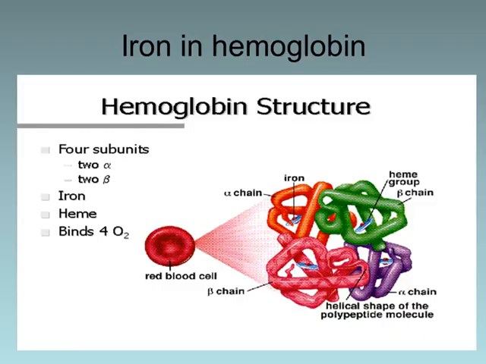This picture shows the iron in hemoglobin and hemoglobin structure. Usually in the red cell we have 4 hemoglobin chains, 2 alpha and 2 beta. We have heme group, and iron binds to 4 units of oxygen.